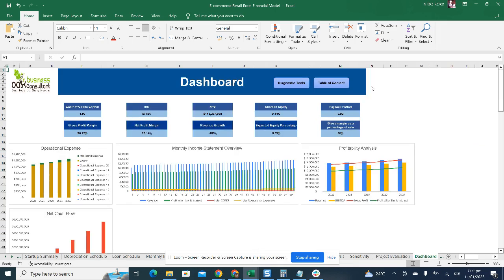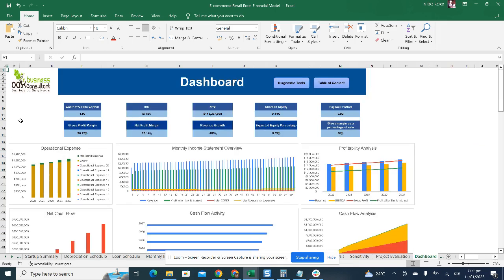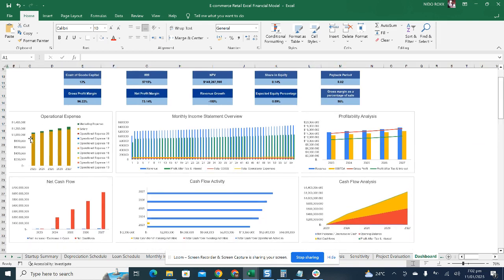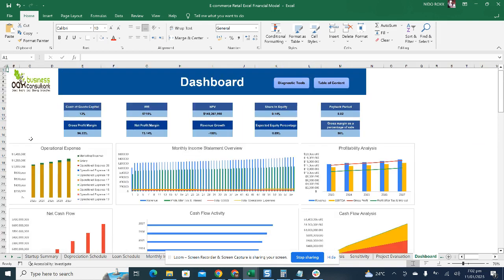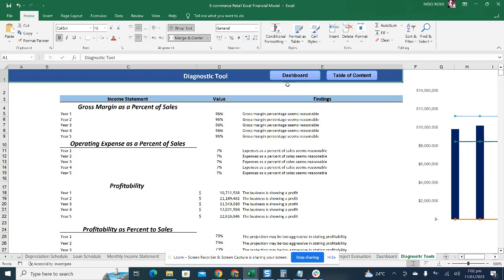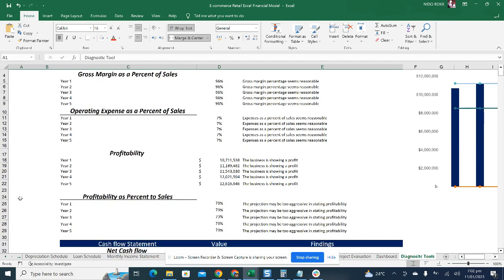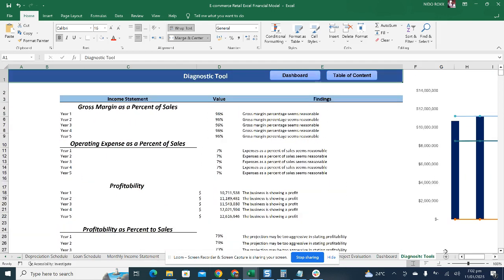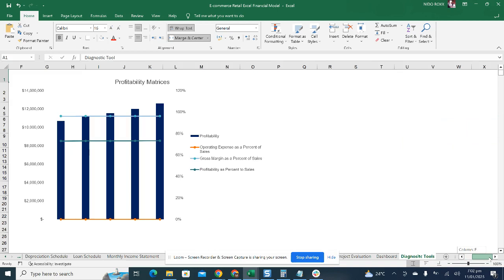Moving on to dashboard. The dashboard shows the graphical representation of your financial, which will help you to analyze the overall performance of your business. Moving on to diagnostic tool. The diagnostic tool includes gross margin and some other kinds of ratios which will help you to analyze your business. Further, it includes profitability metrics in graphical form.